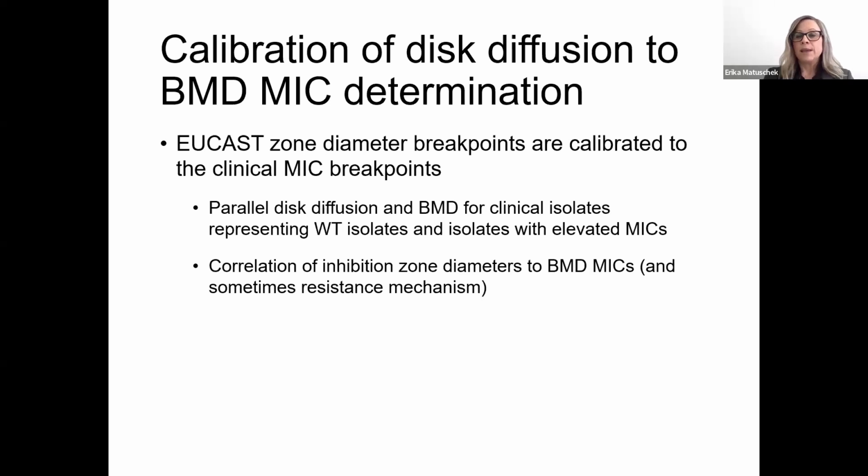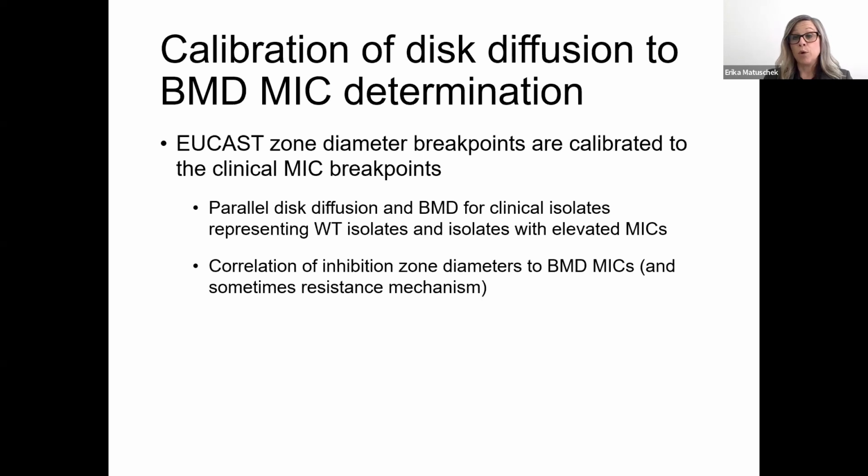So I said in the beginning that disk diffusion and zone diameter breakpoints must be calibrated to MIC and MIC breakpoints. The EUCAST zone diameter breakpoints are calibrated to EUCAST clinical MIC breakpoints. And we do that by performing parallel disk diffusion and broth microdilution for clinical isolates.